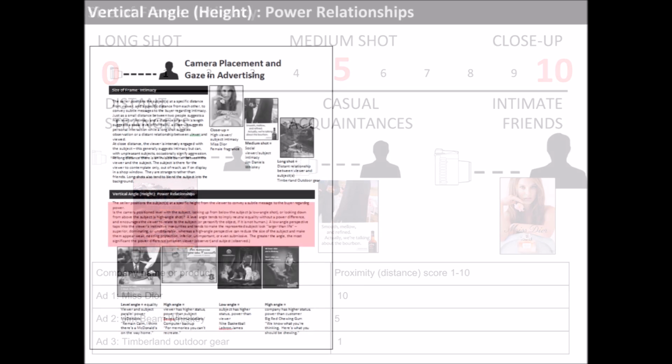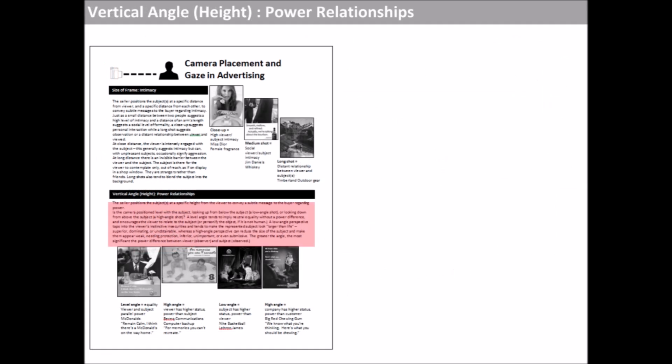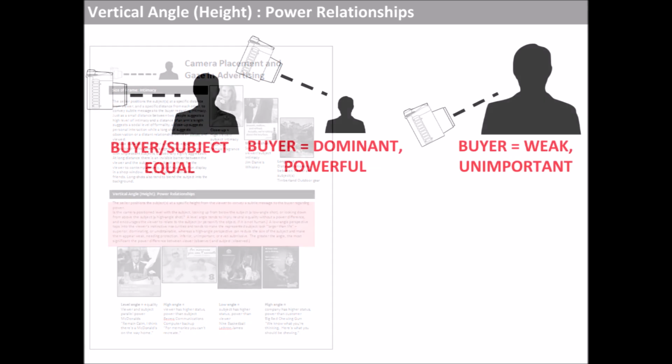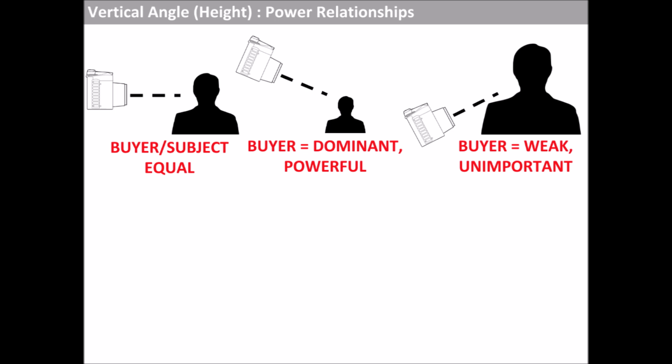After considering how close the buyer appears to be to the subject or subjects of an advertisement, it's useful to consider the vertical angle. That is, how high or low is the buyer in relation to the scene depicted. The seller positions the subjects at a specific height from the buyer to communicate a message to the buyer regarding power. When you look at an image, you need to ask yourself, is the camera positioned level with the subject, or looking down from above at the subject, a high angle shot, or looking up from below at the subject, a low angle shot?